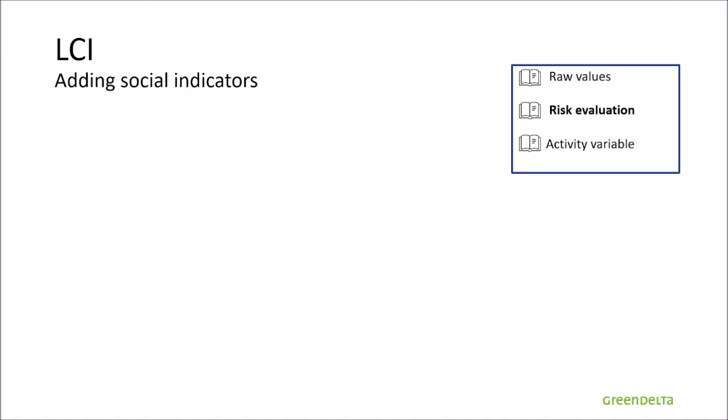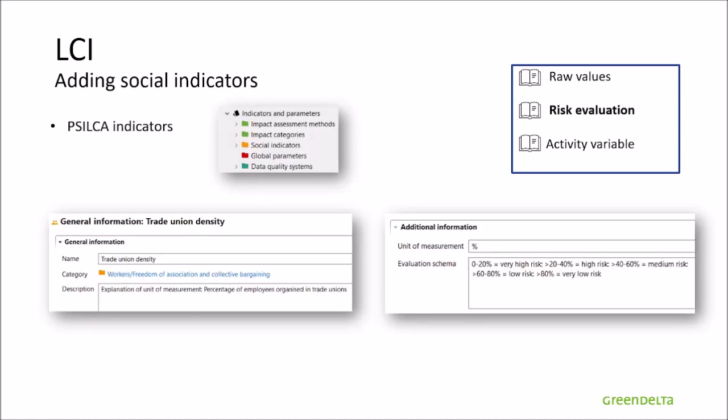Then, the raw value of each indicator found is attributed to a risk evaluation. For this study, I only used already existing indicators from PSILCA, so I could access the risk evaluation directly in the software. For that, you go to the Indicators and Parameters folder in your navigation pane. Then you go to the folder Social Indicators, you select the one that you want, and you will find in the general information an explanation about the unit, and on the same tab, the risk evaluation.